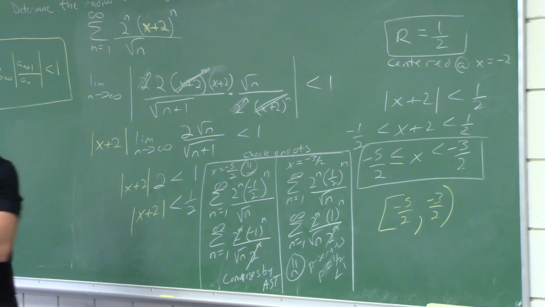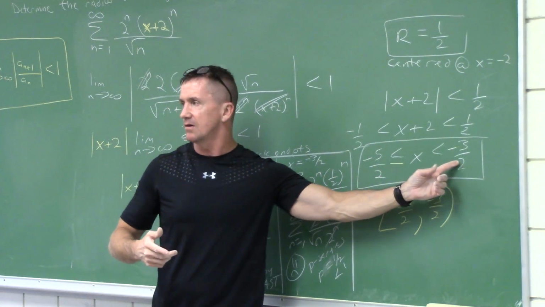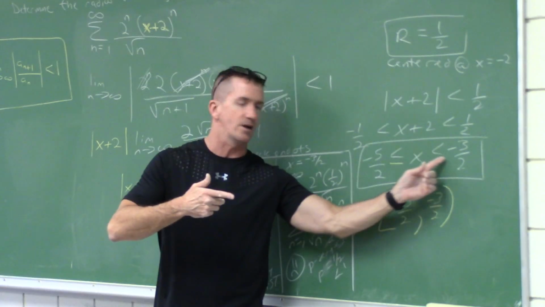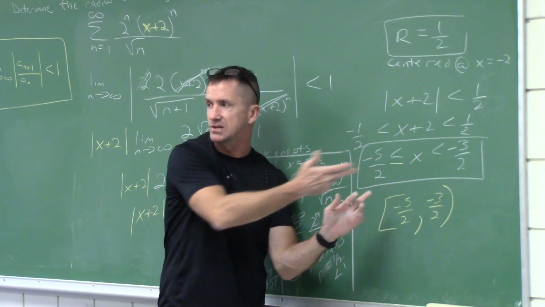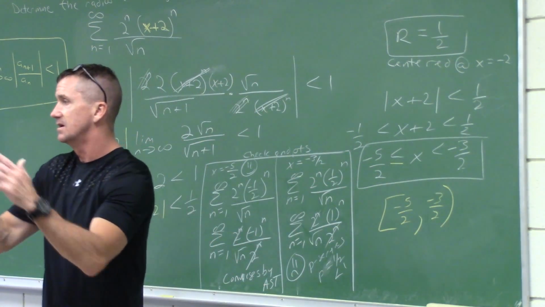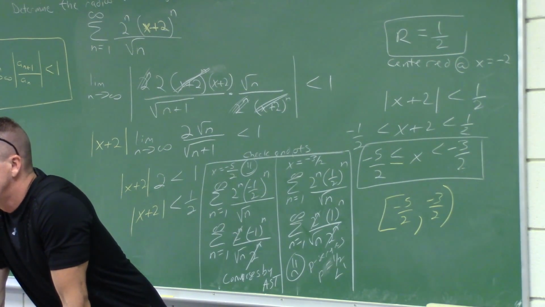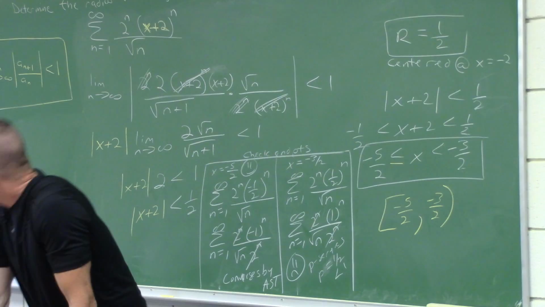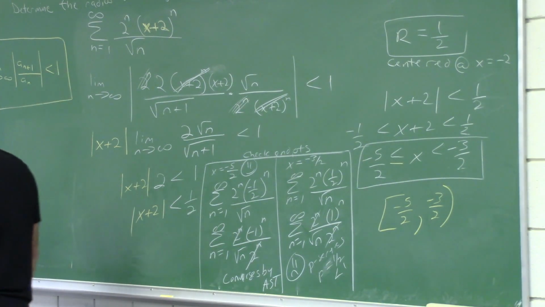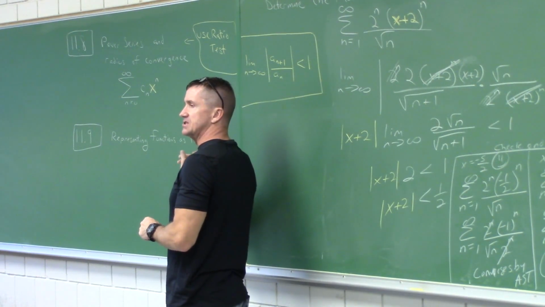Because what I'm saying is, look what you did. You figured out all the values of x that work. There's a lot of numbers in there. There's an infinite amount of values in that interval. You're just checking that endpoint. Okay. Hey, the last stuff we'll do today is representing a function as a power series.